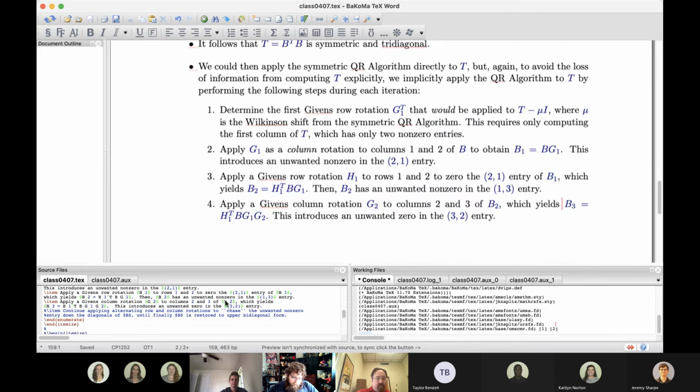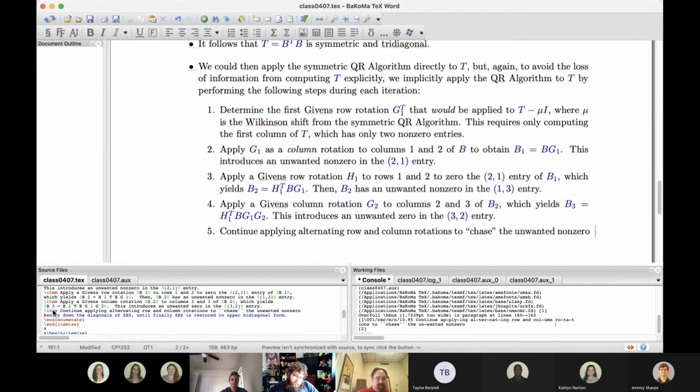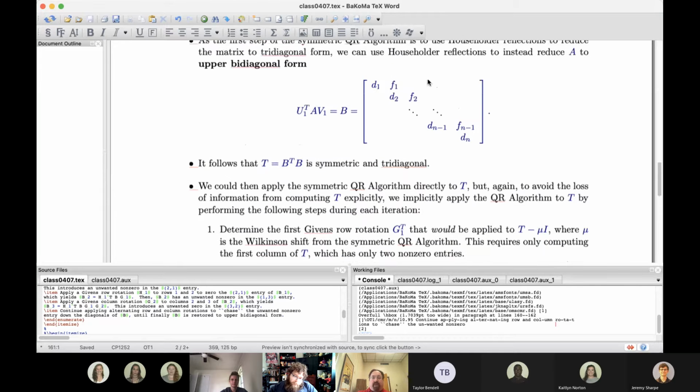So then what we can do is continue this process. It's basically a game of whack-a-mole. We have an unwanted nonzero entry pop up. We use alternating row and column rotations to wipe it out and introduce it somewhere else. So a mole pops up in another entry in the matrix, whack it, and then look where the unwanted entries are. First there's 2-1, then 1-3, then 3-2. It's going to bounce back and forth, but keep going down the matrix.